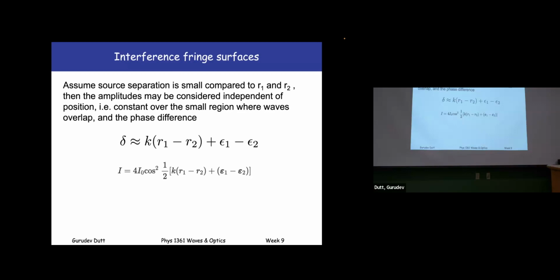Well, this R1 minus R2 is much greater than A and also the wavelength. Okay, and we're also assuming A is greater than the wavelength. It's on the order of, but it can be considered bigger than the wavelength. So because of this fact, we can just ignore the change in the amplitude. We don't have to worry about the amplitude itself. We just look at this K R1 minus R2 plus epsilon 1 minus epsilon 2, and we get this expression for the cosine squared distribution.